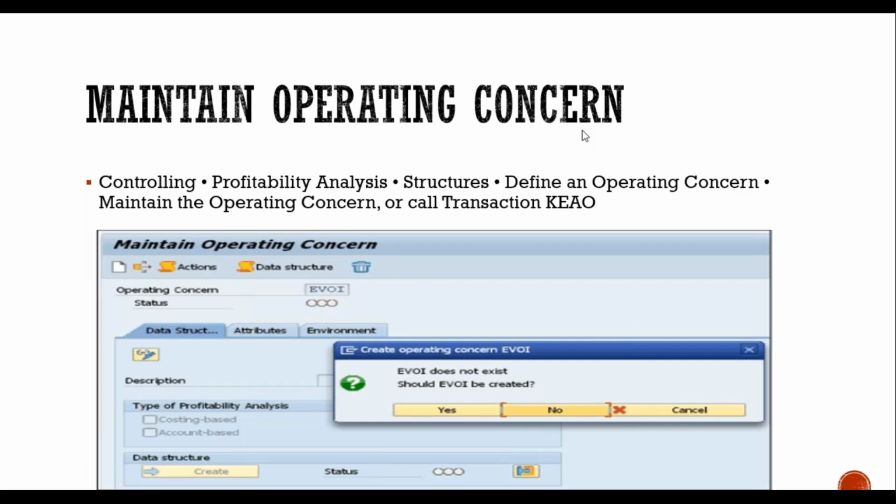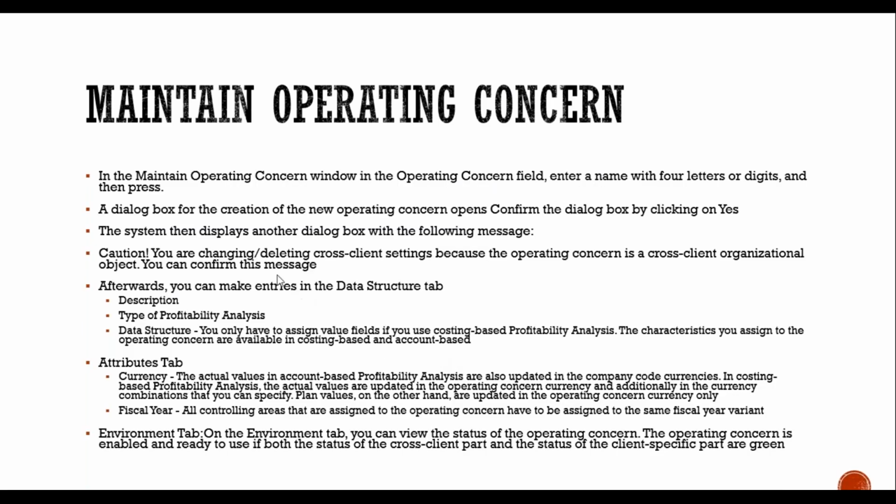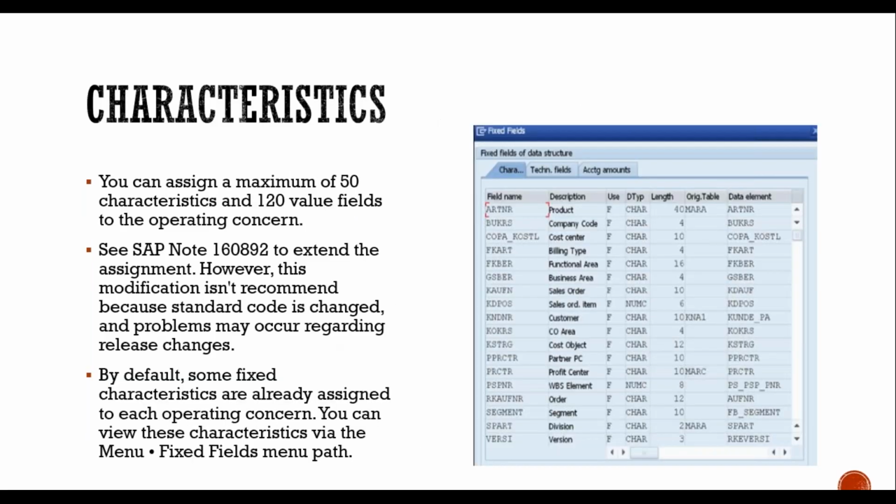How to maintain the operating concern? This is a transaction code, this is a path. Controlling, profitability analysis. In the maintain operating concern window, enter the name with 4 digits. I think I'll explain this to you practically. Let's see what other things we need to discuss theoretically.